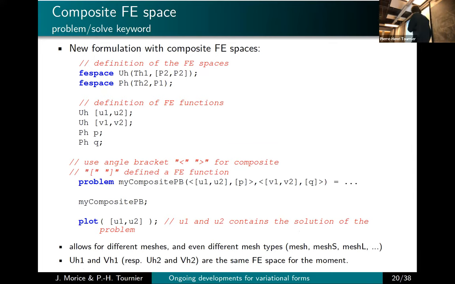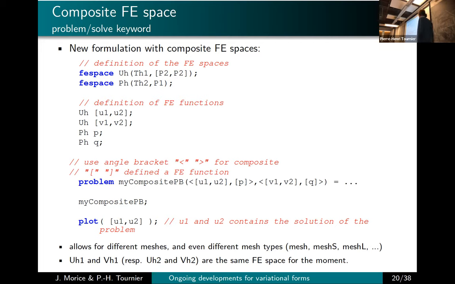So, new formulations with composite FE spaces. For example, you present a vectorial space for Uh and a scalar FE space for Ph. I define my two vector functions, U1, U2 and V1, V2, for the unknown function and the test function for the Uh space, and P and Q, by similarity to the notation of the Stokes problem. P is the pressure, and Q is the test function related to the pressure.